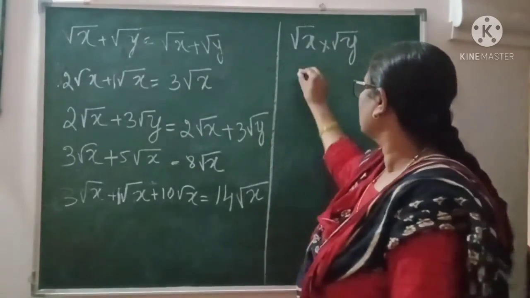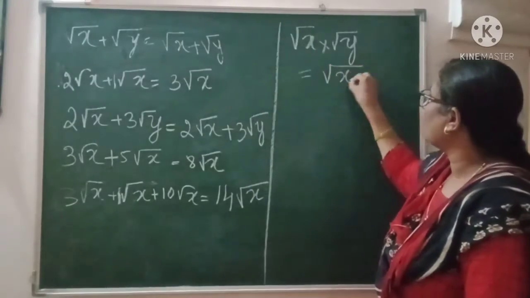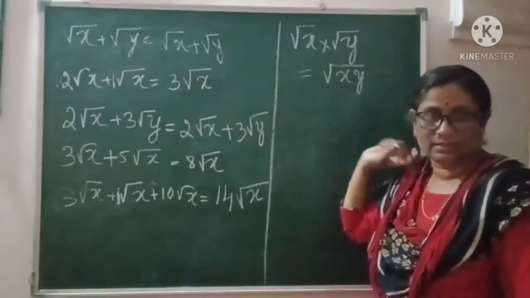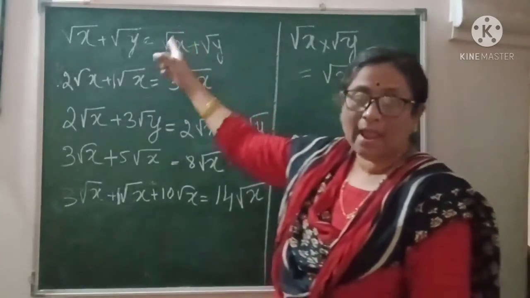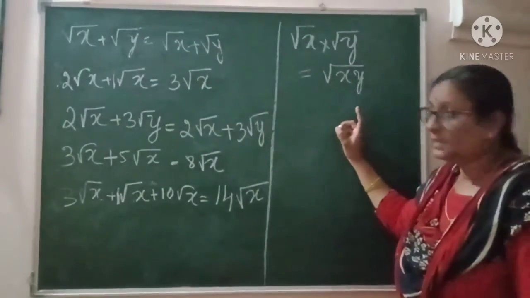Get confused, is it? Now root x into root y is root of xy. We can multiply the unlike surds, but we cannot add them. Okay, this is root of xy.